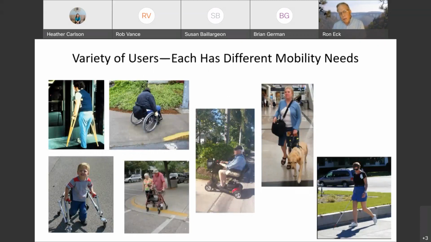This just shows really a small fraction of the various users that experience the issues that I just talked about. And each of these, of course, has different mobility needs in terms of being able to navigate in the built environment.